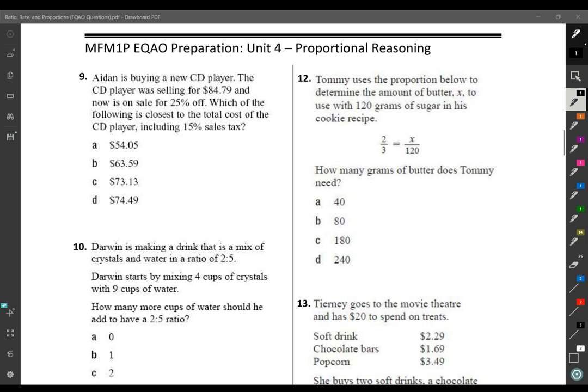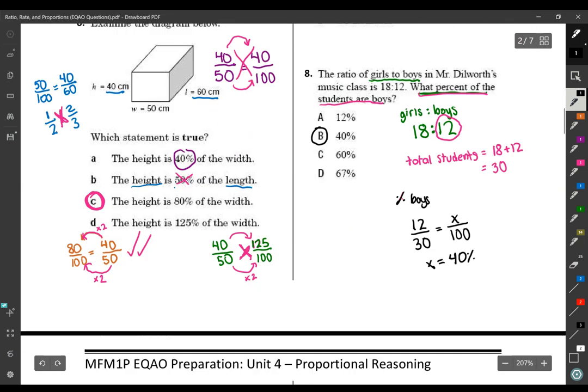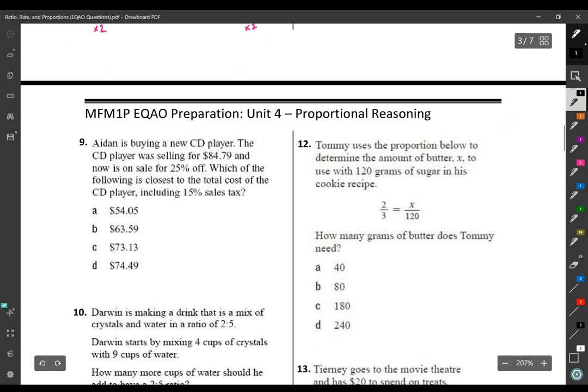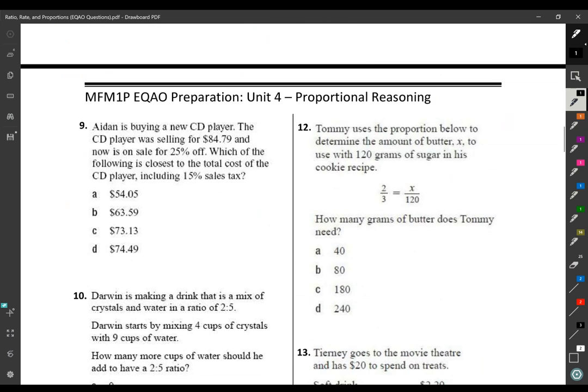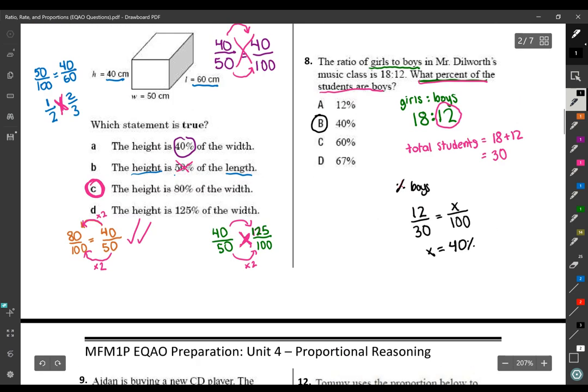Okay, I'm going to pause here, and I'm going to create a second video that will go over some of the other questions. But I think this should be good to get you guys started and kind of build your confidence with these questions.